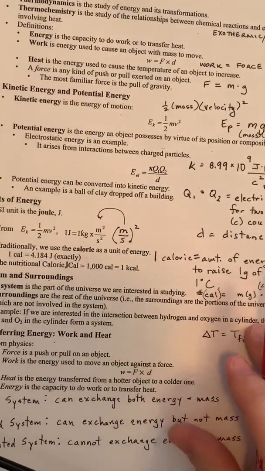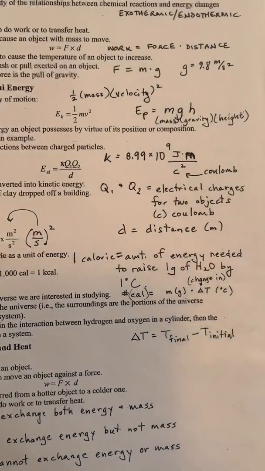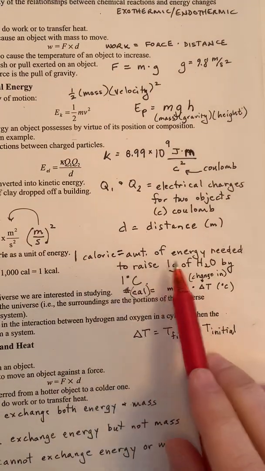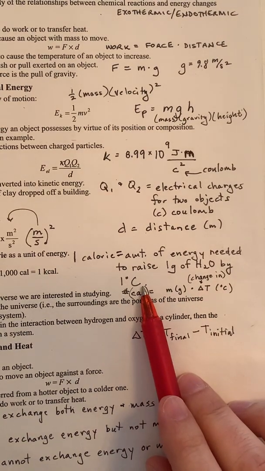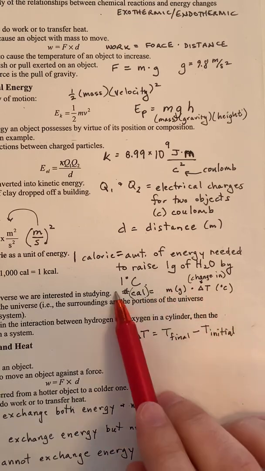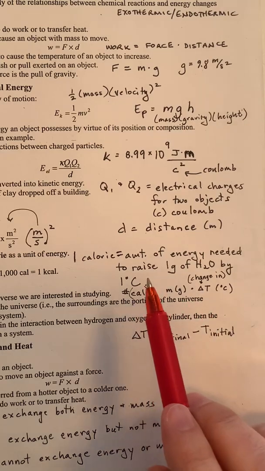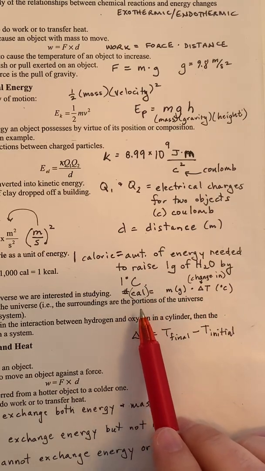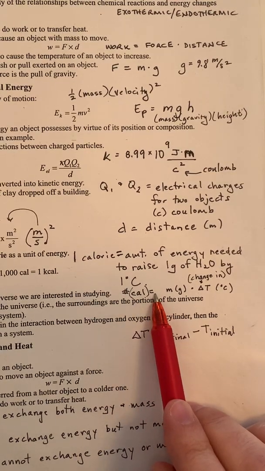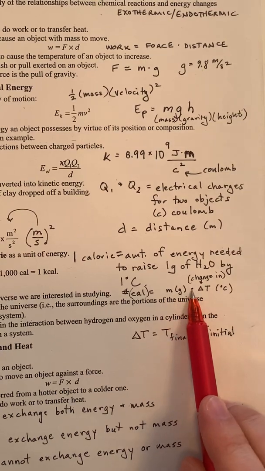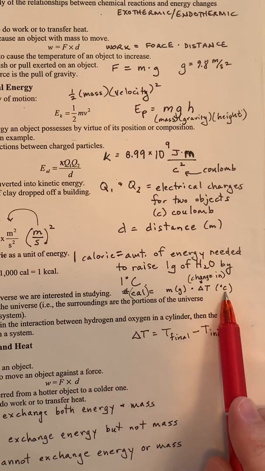Here I put a definition of calorie because that actually will help us in doing some of the problems. 1 calorie is the amount of energy needed to raise 1 gram of water by 1 degree Celsius. So we can use this equation to calculate any one part of this. You have the energy in calories, the number of calories, equals the mass in grams times the change in temperature, the change in temp in degrees Celsius.